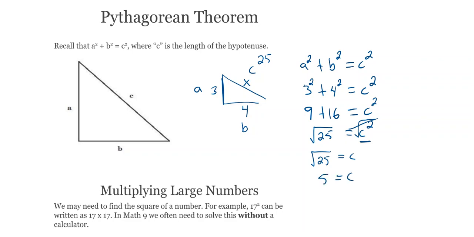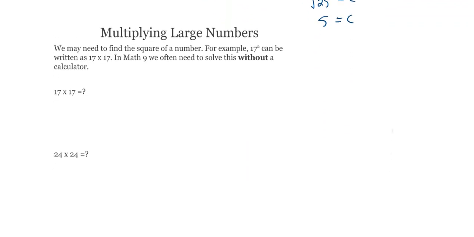So c is equal to 5. Good? Okay. So yeah, you guys will have some questions like that. So, all right. Now, multiplying large numbers.